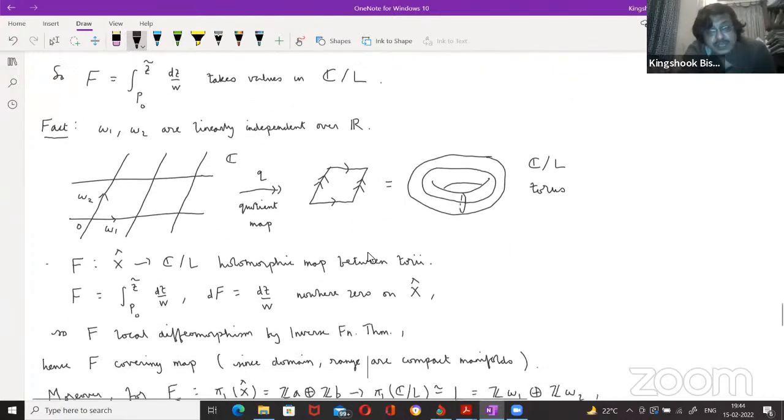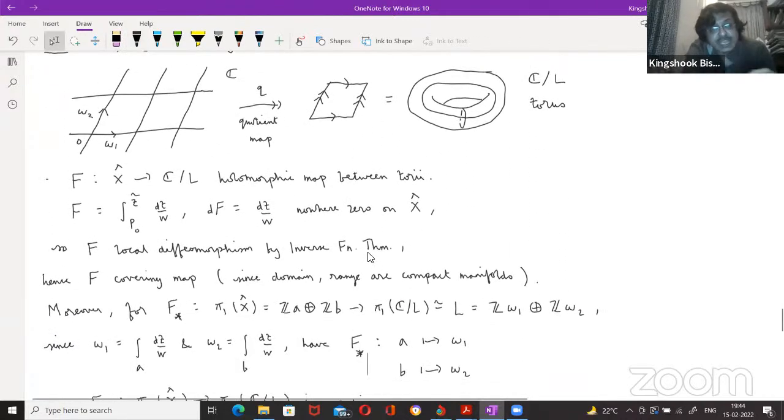And now what do I have? This map F, this abelian integral, goes from x hat, which is a torus. X hat is this algebraic curve with a point at infinity.